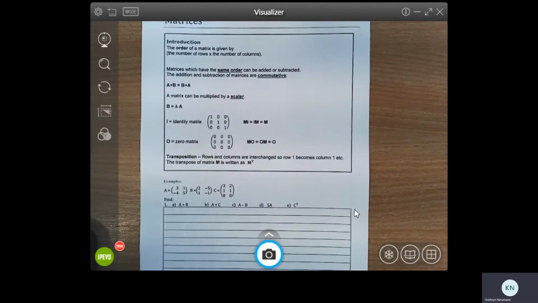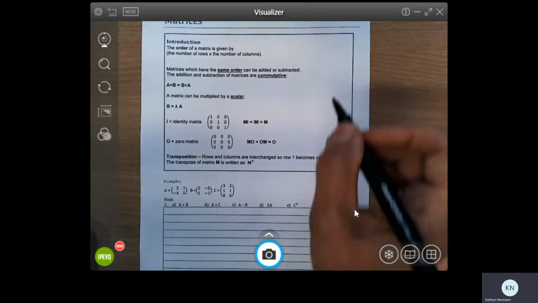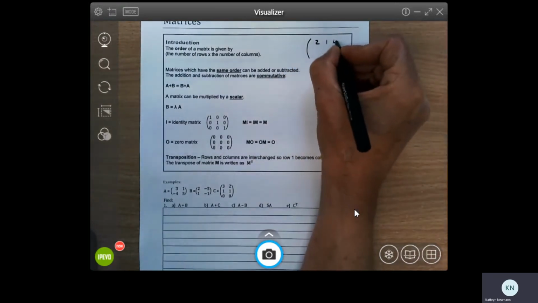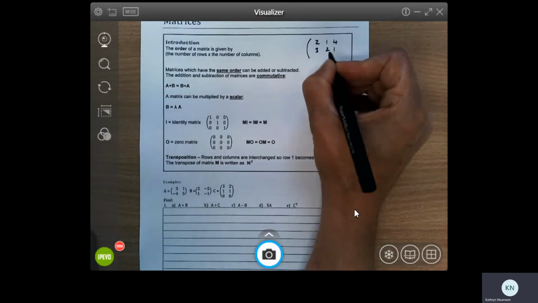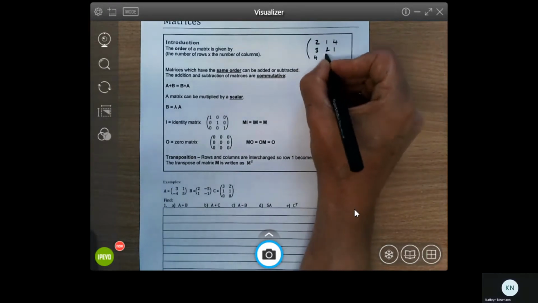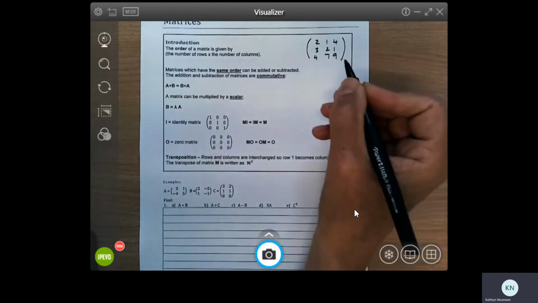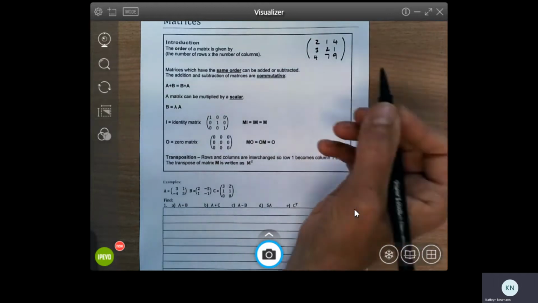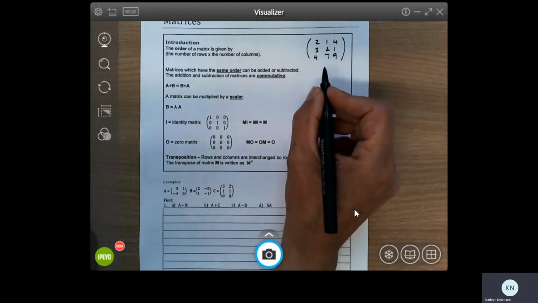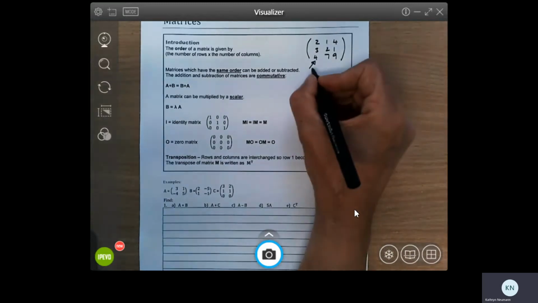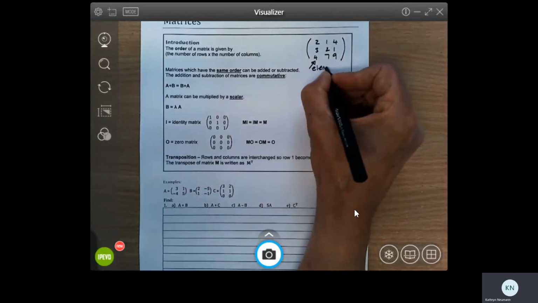So this is an introduction to matrices. A matrix is an array of numbers. A matrix could be something like 2, 1, 4, 3, 2, 1, 4, 7, 9. Something like that is a matrix. We need to be able to know various vocabulary to do with matrices. Each of these numbers within the matrix is called an element.